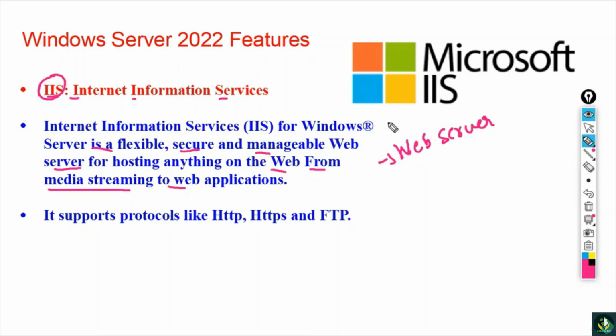What is a web server? If you want to host any website like Microsoft.com or YouTube.com, we need a web server. In the Windows environment, we have IIS. We will install IIS on a Windows machine, then we will host the website. We can host a video website or any web application. It supports different protocols like HTTP, HTTPS and FTP.